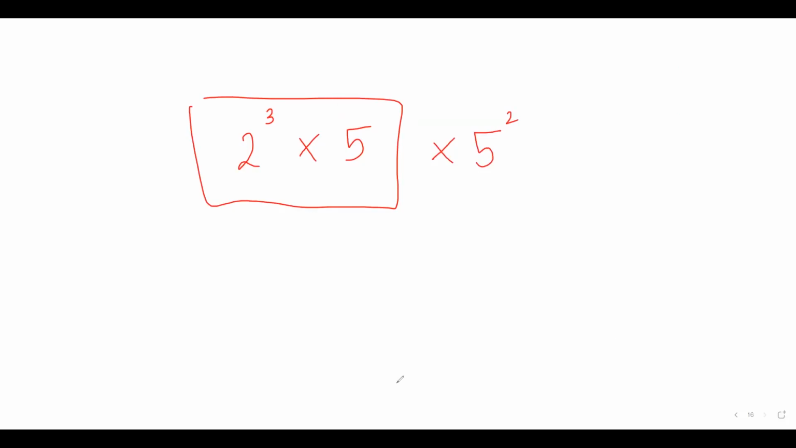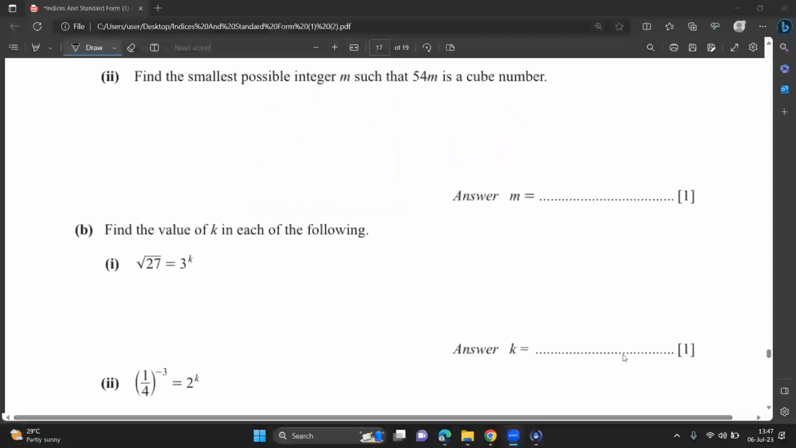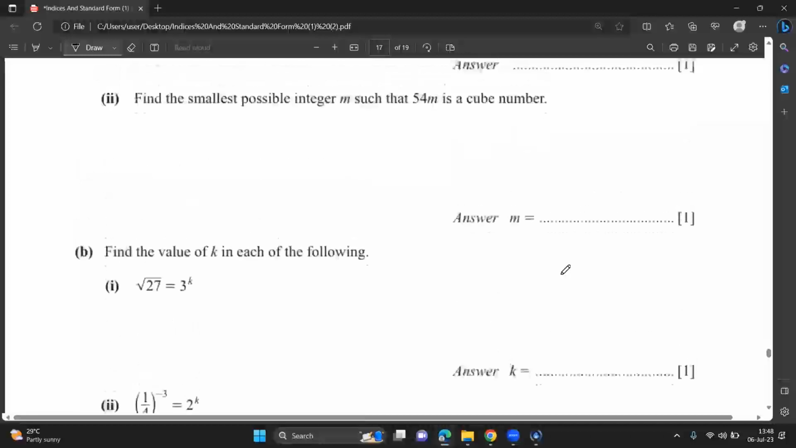Now look at the question in your tute. Find the smallest integer, index is power, a whole number, such that 54m is a cube number. Now we already found factors for 54, right?